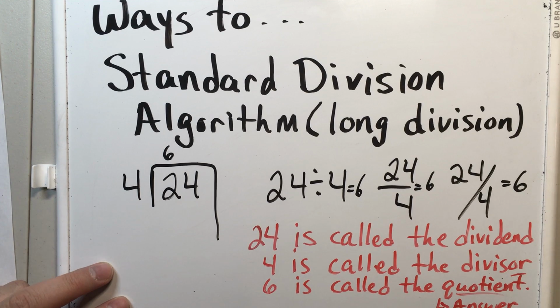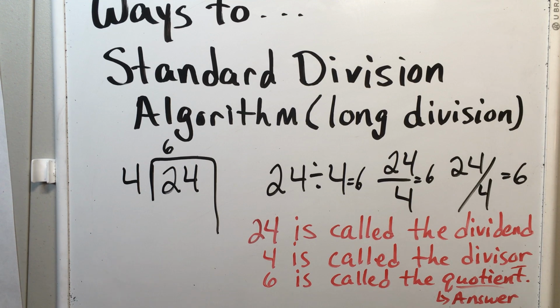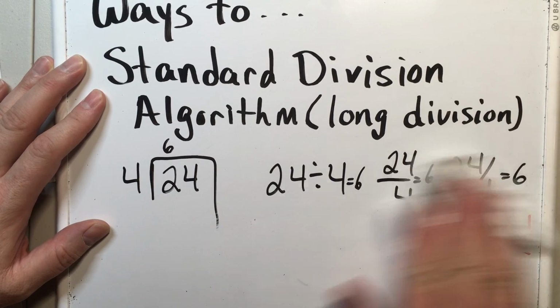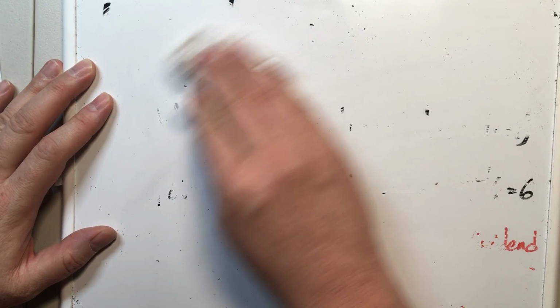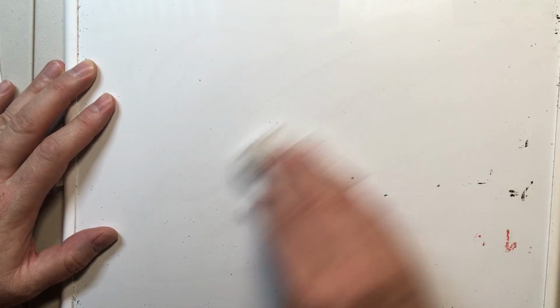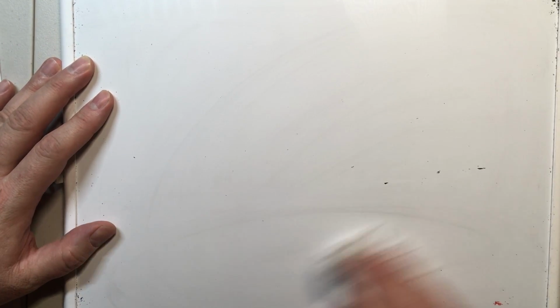So for addition and subtraction, we call an answer a sum. In multiplication, we call an answer a product. But in division, we call the answer a quotient. So let's go ahead and take a look at some examples of long division. And then we'll discuss the pros and the cons. What's good about it, what's maybe not so good about it, and see if it's for you.